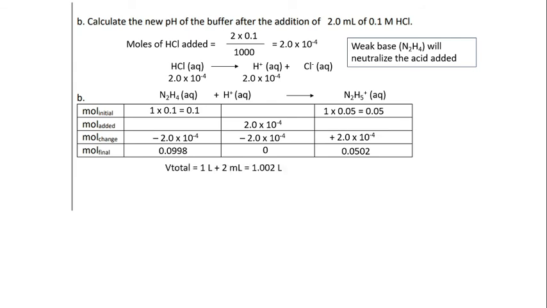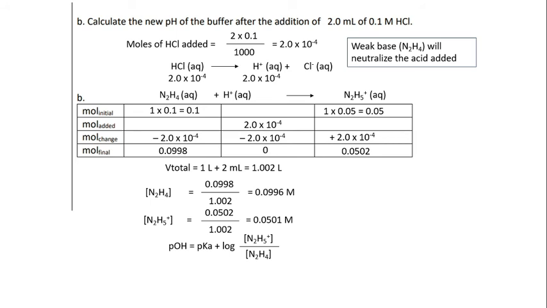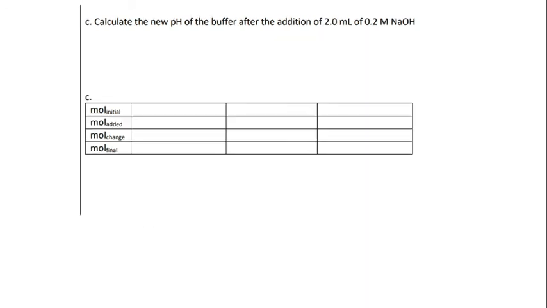Calculate the total volume, so 1 liter plus 2 milliliter. We will get 1.002 liter. Calculate the final concentration of N2H4 and we will get 0.0996 molar. N2H5 plus turns out to be 0.0501 molar. By using the Henderson-Hasselbalch equation, we will get the pOH 5.47 and the pH will be 8.53. Last question. Calculate the new pH of the buffer after the addition of 2 ml of 0.2 molar NaOH.